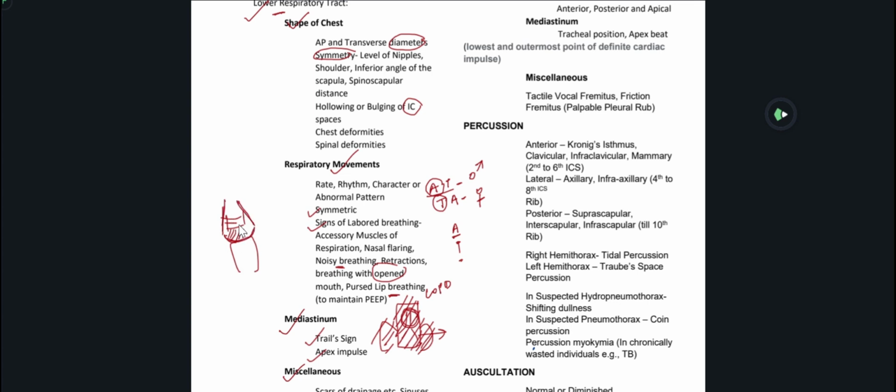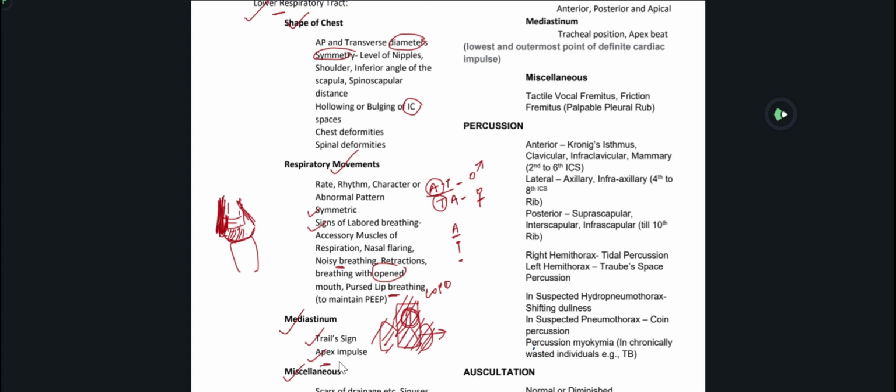Now, what happens if the trachea is deviated slightly to this side? The pretracheal fascia, or the fascia lying on the sternocleidomastoid muscle, slightly gets relaxed, and this head becomes prominent. This head becomes more prominent than this one because this has been pushed by the trachea. Any abnormal prominence of the sternocleidomastoid muscle has to be looked for, and that is what we call the Trail sign. The other thing is the apex impulse.